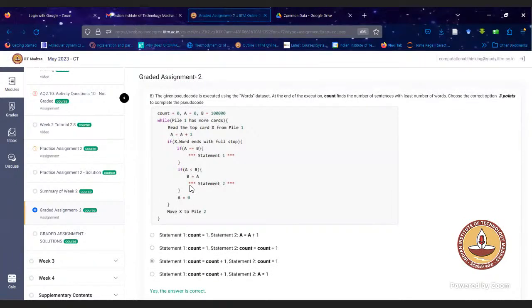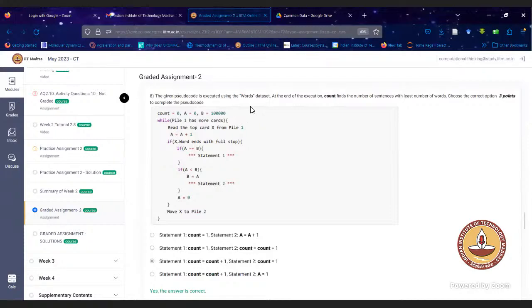Sir, as it was explained yesterday, we had the first full stop at the 7th word, and next was at the 4th, and the third was at the 5th. Given the pseudocode, what data set at the end of the execution count finds the number of sentences with least number of words. Choose the correct option to complete the pseudocode. So what was your answer? I couldn't understand the question. Could you speak a little louder into the mic because your voice is not audible. Sir, I couldn't understand the question. You couldn't understand the question.